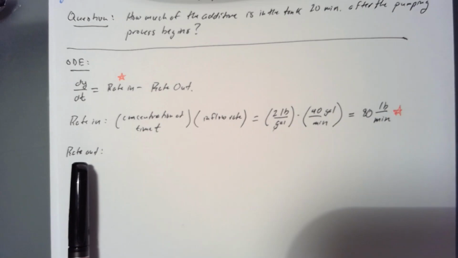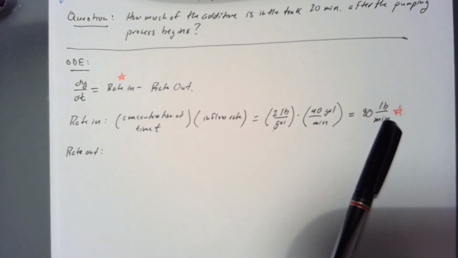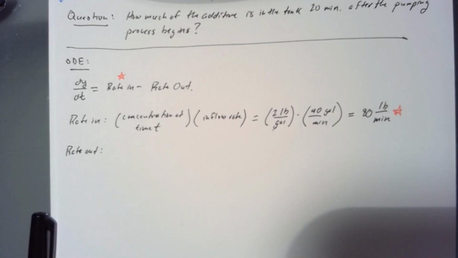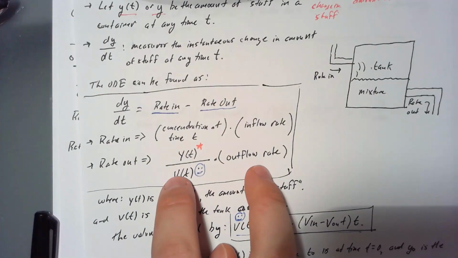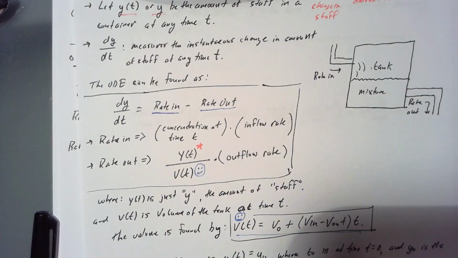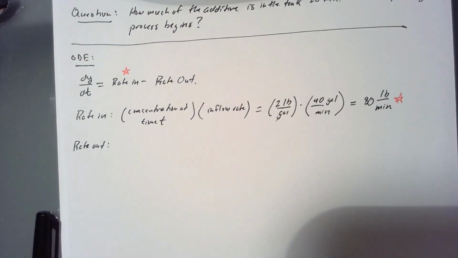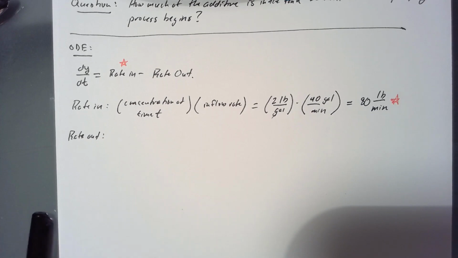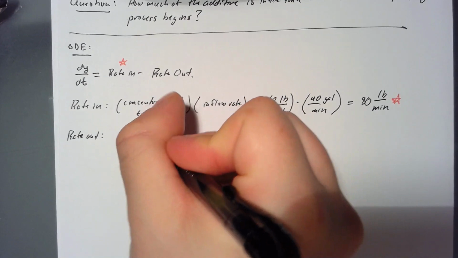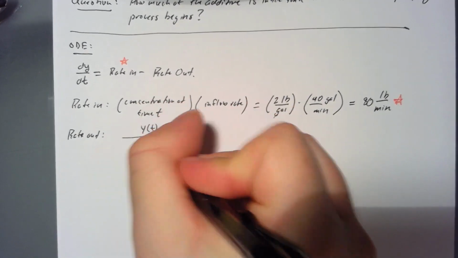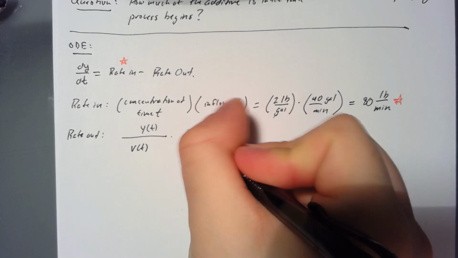Ideally we want the rate out to have the same units when we're all done. This little mini formula will give us the correct units, pounds per time, or stuff per time. Okay, so the rate out is Y of t over V of t times the outflow rate.